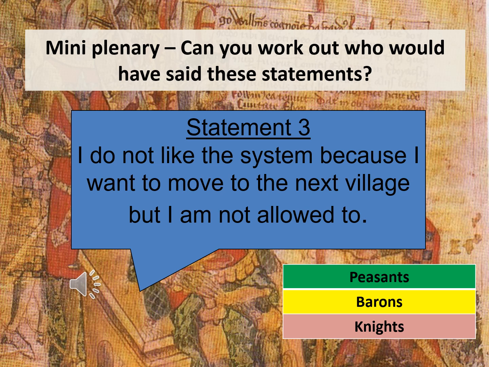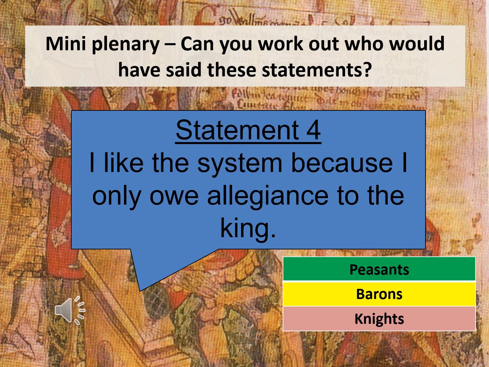Statement number 3. I do not like the system because I want to move out to the next village, but I'm not allowed to. Who do you think said this? Peasants, barons, or the knights? Statement 4. I like the system because I only owe allegiance to the king. Who said this? The peasants, the barons, or the knights?